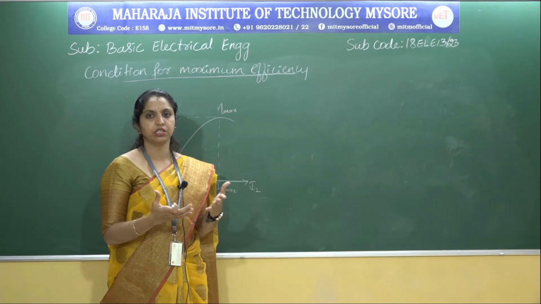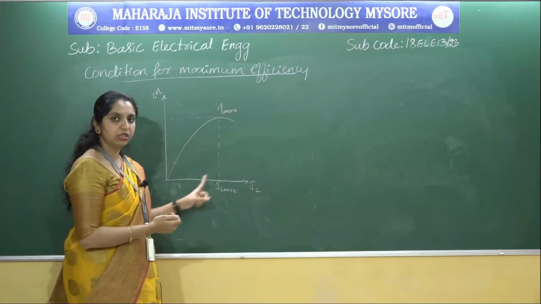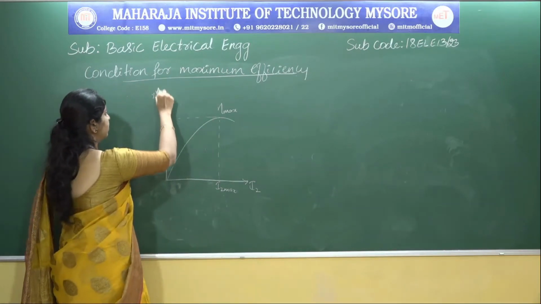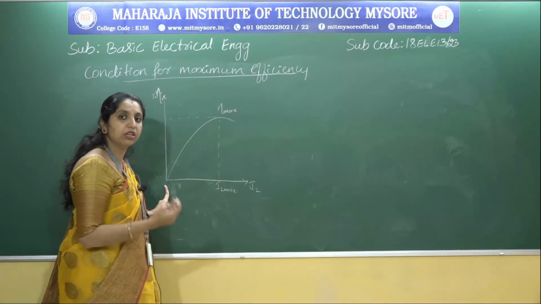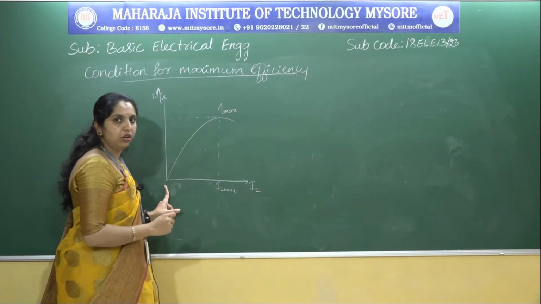Of course, the load current changes with respect to the load. And here, in the transformer, as you can see in this particular graph, this is efficiency, which we have expressed as eta, and the other quantity is I2. What is I2? I2 is nothing but the load current. As the load changes, it affects the load current.